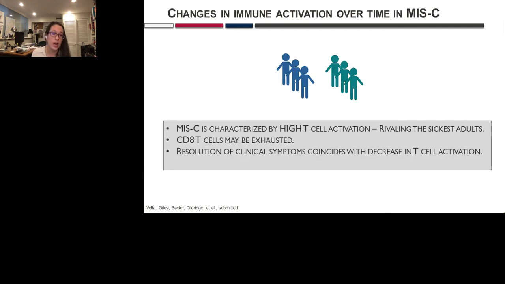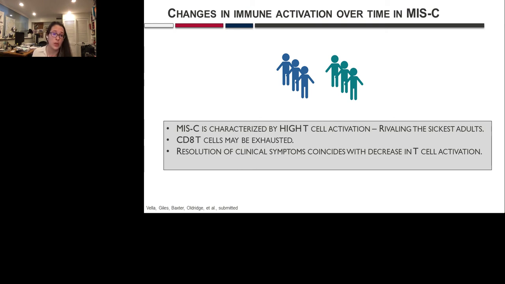And I'll just summarize this last part of the talk. What I've shown you here is that this syndrome, MIS-C, is characterized by very high T cell activation, and this really rivals what we see in the sickest COVID-19 adults. I've also shown you some evidence that the CD8 T cells in MIS-C may be exhausted, but it's going to take a lot more work to determine if that's true.